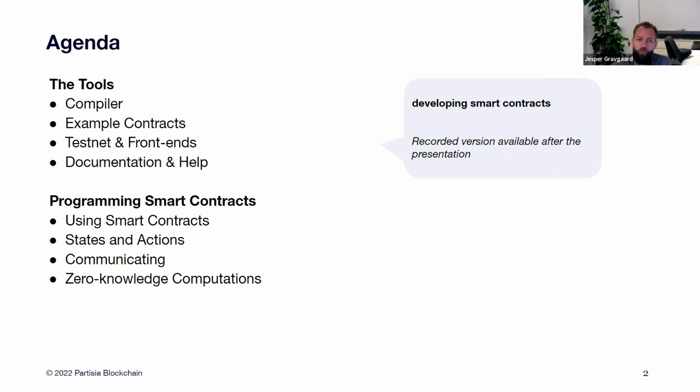And finally, we're ready to tackle zero-knowledge computations, which is making your contracts much richer with the ability to actually compute on secret data that is secret shared, and use the Turing complete language that we've created for performing zero-knowledge computations on the blockchain.